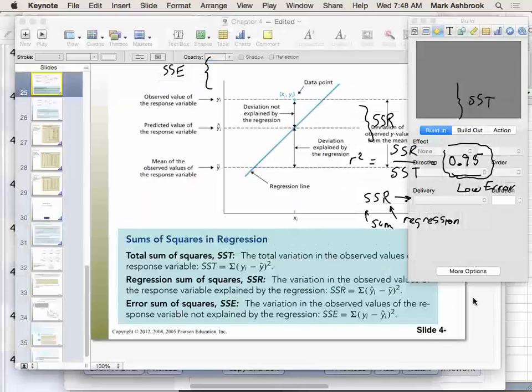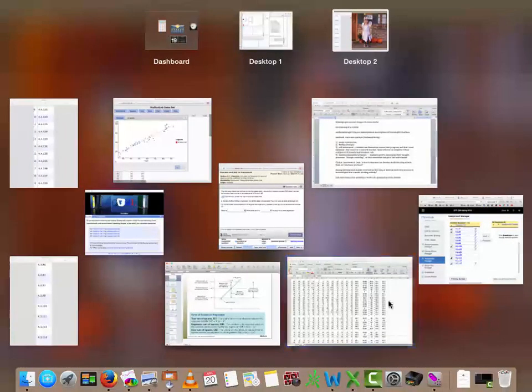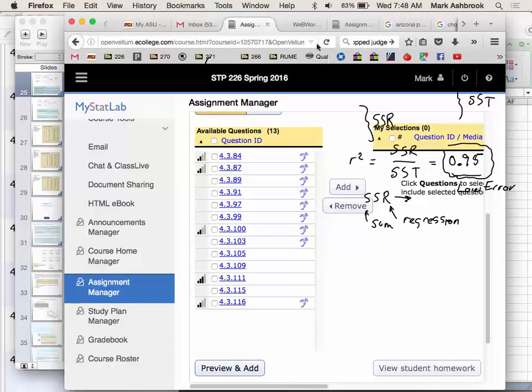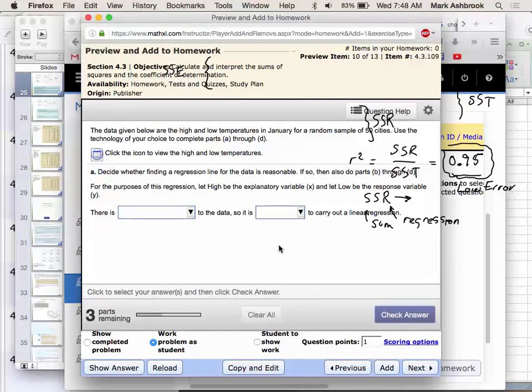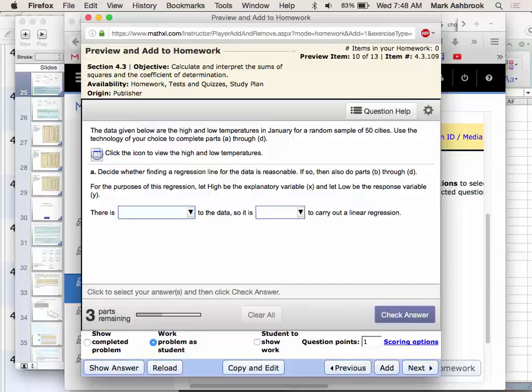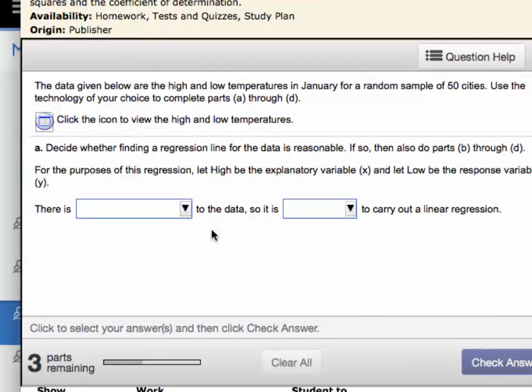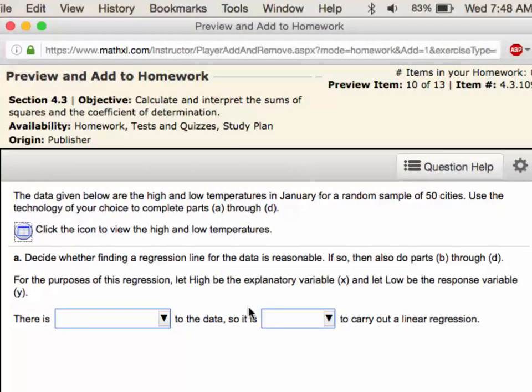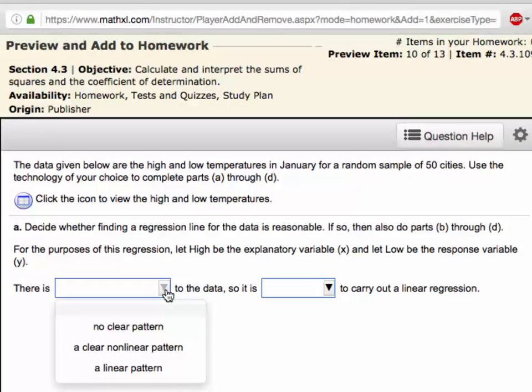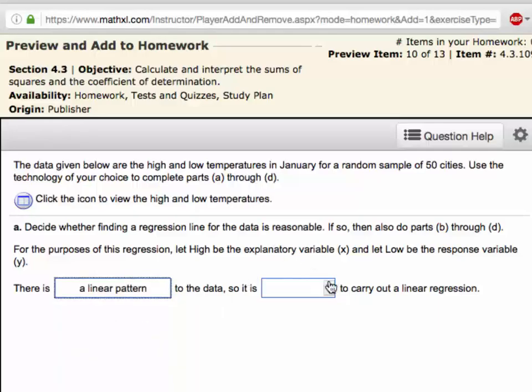Okay, so let's go back to the question. Did I lose it? No, here it is. It says, decide whether finding a regression line is reasonable. Is it reasonable? Yes. More than reasonable, right? It's very appropriate. There is no clear nonlinear pattern. What we'll say is there's definitely a linear pattern. So it is reasonable. Definitely.